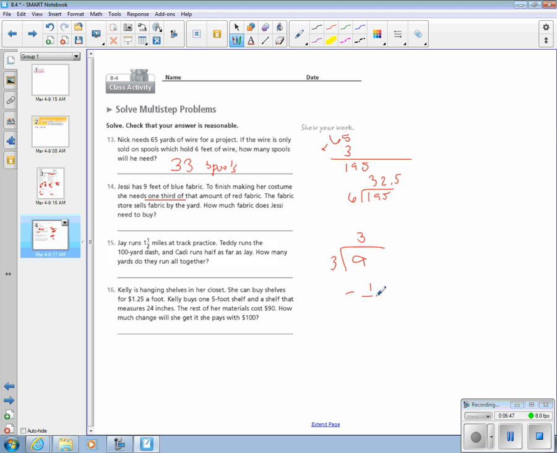Whatever. I don't know, I just wrote that for no reason. Okay, so we're going to take, that's not negative, by the way, we're going to take 1/3 of our 3 and multiply it, and what do you know? We get 1 yard. So Jessie needs 1 yard of fabric.